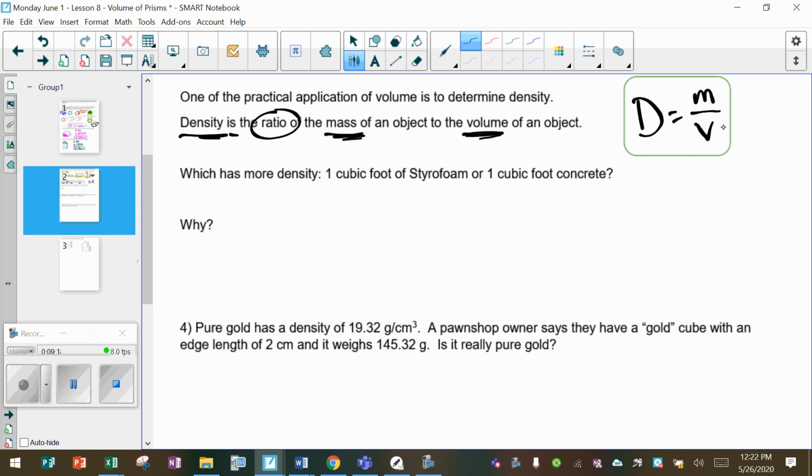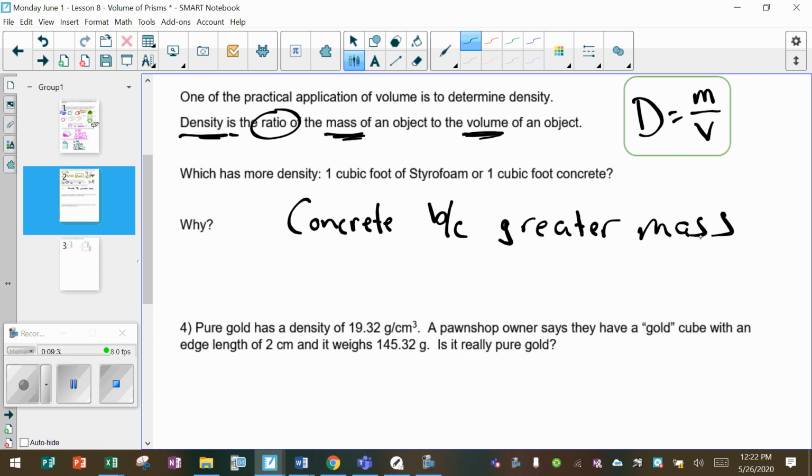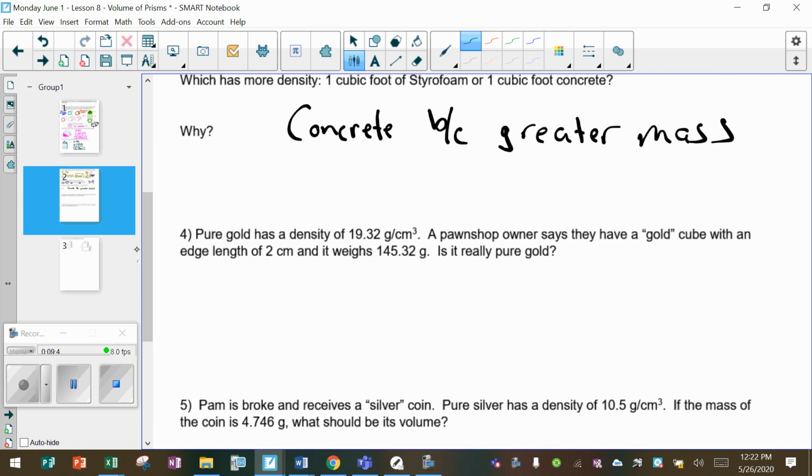So which has more density, 1 cubic foot of styrofoam or 1 cubic foot of concrete? The answer is concrete, because it weighs more, so it means it has a greater mass. Mass is basically what we do use as weight, sorry. Okay, so let's do an application question.